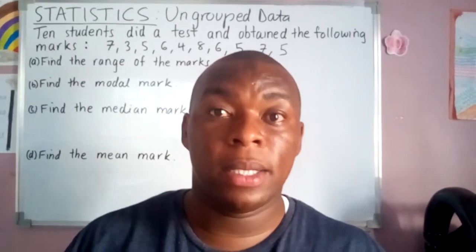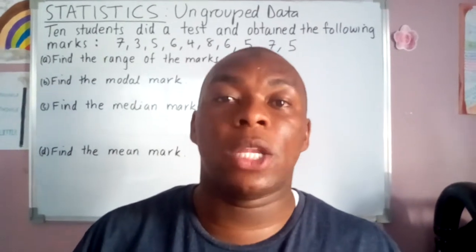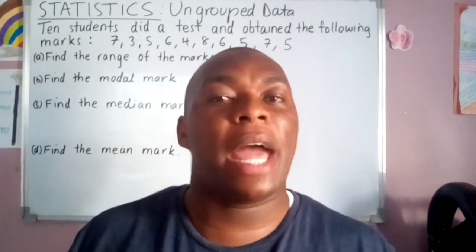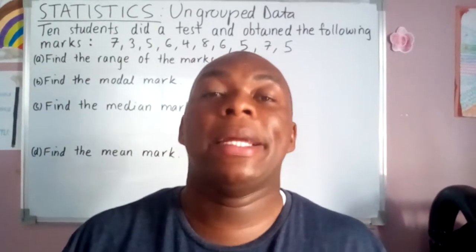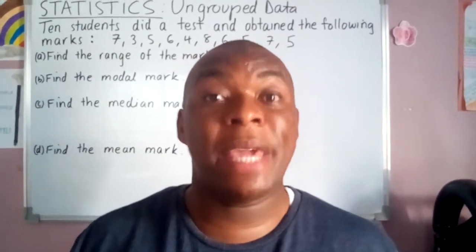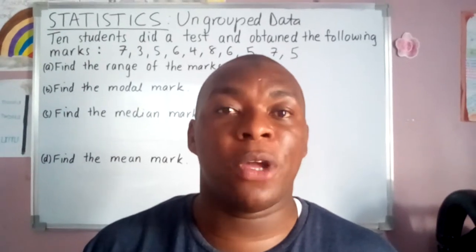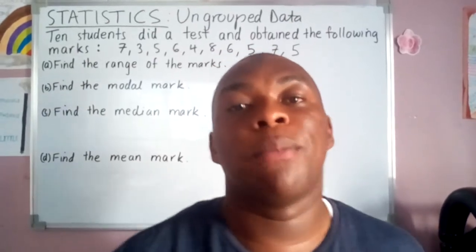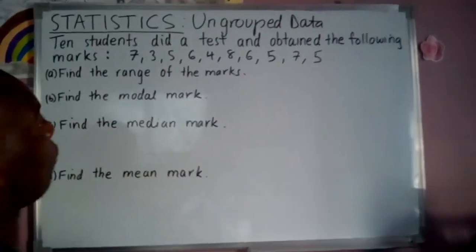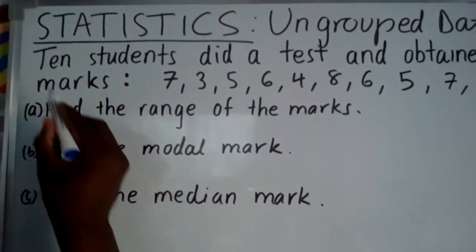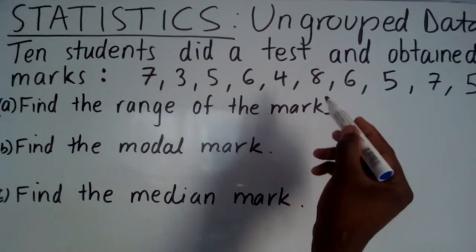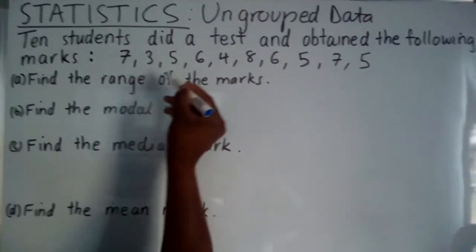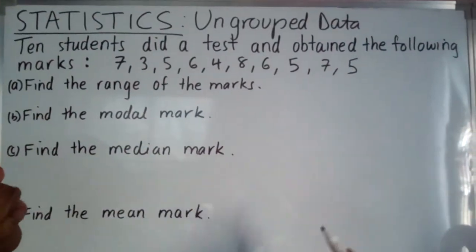The median is the value in the middle after arranging all the data in order, either increasing order or decreasing order. And what is mean? Mean is simply average, the total sum divided by the number of items. Now let's look at this small problem. 10 students did a test and obtained the following marks. Now here we have marks of 10 students who did a test.